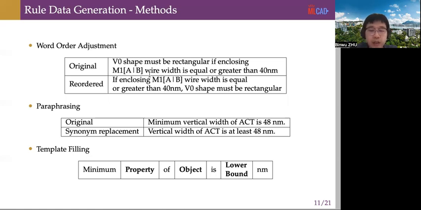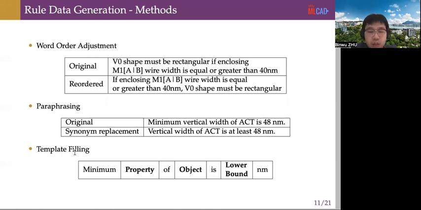The second one is paraphrasing. In contrast to word order adjustment, paraphrasing can produce a new rule that does not change the meaning but has different expressions. Although paraphrasing will modify some words, which requires extra annotations, there are still many words not replaced, whose labels also stay unchanged. Therefore, the annotation workload can be reduced remarkably.